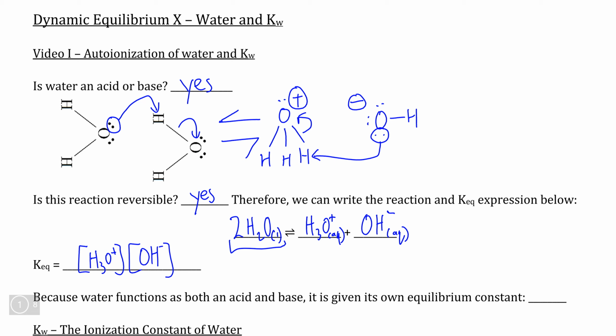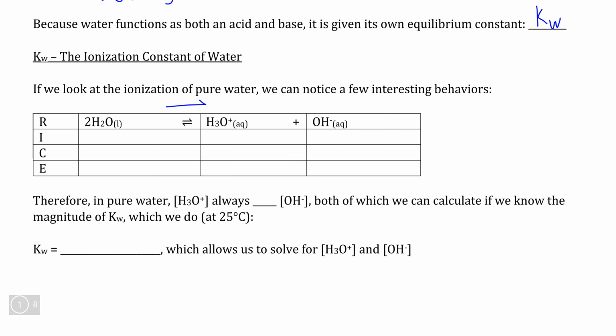Now, because water is functioning as both an acid and a base in this reaction, we cannot use Ka or Kb to represent its equilibrium expression, instead giving it the unique equilibrium constant value of Kw, meaning the KEQ of water reacting. And if we look at it on a RICE table, we can see some specific patterns occur that are unique to water as far as acids and bases go.